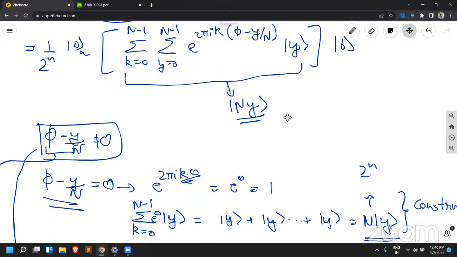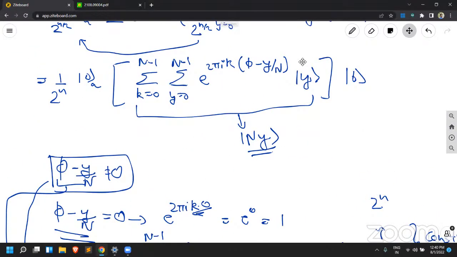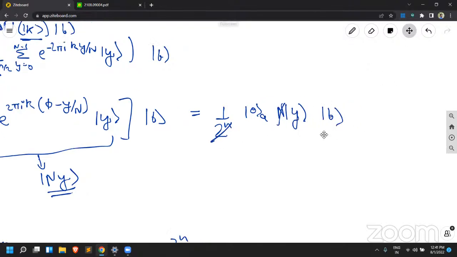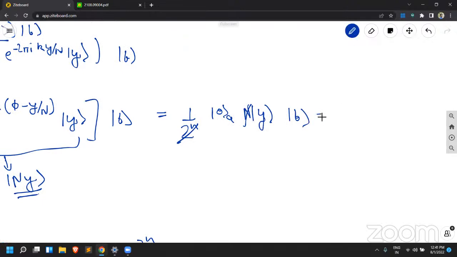So what will happen to this state, let me rewrite it. This will become 1 by 2 to the power n, the ancilla bit a, and this thing becomes simply n times y times the b vector. This n actually cancels out with this, and what we get finally is 0, a, y and b.